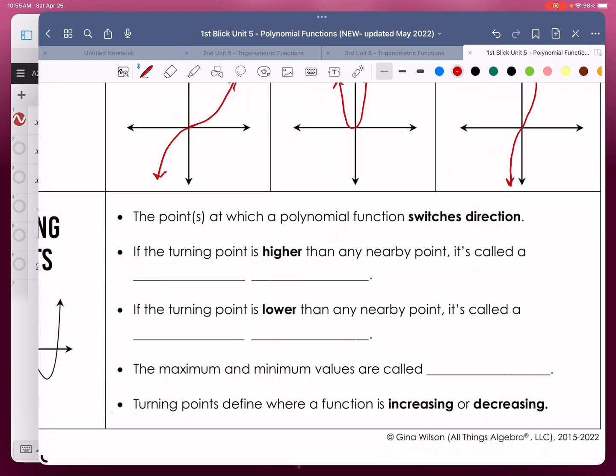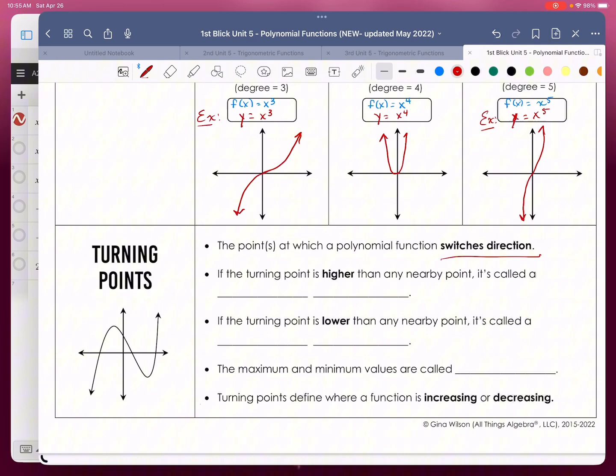But polynomials, they switch direction. They might turn around and go back on themselves. They go up, they go down. But there's points where they change. And the turning point, if a turning point is higher than any nearby point, it is called a relative maximum. And sometimes this is called a local maximum. It's usually referred to as a max.